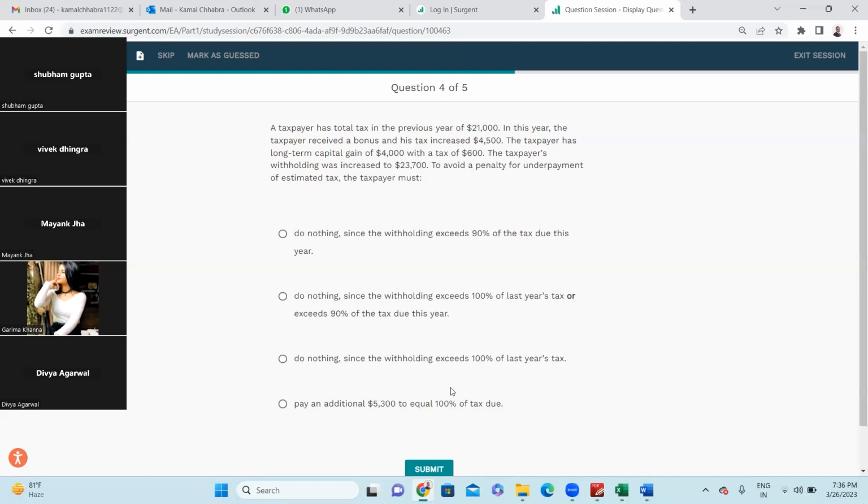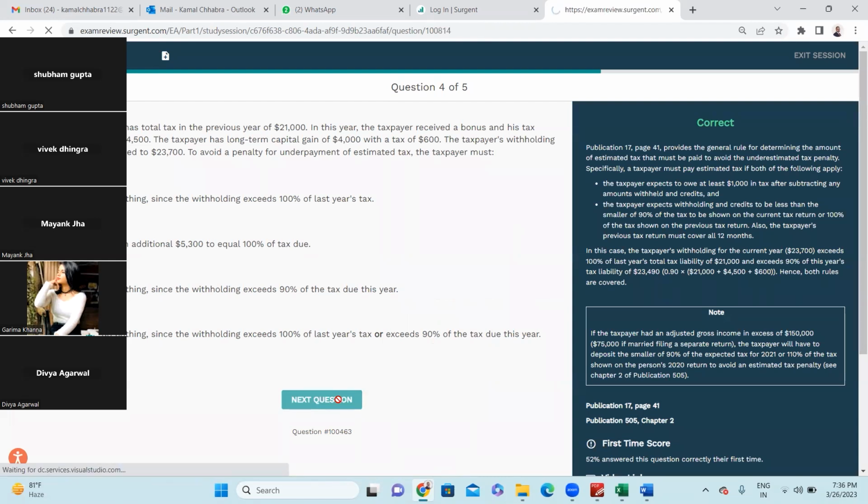What is the total tax amount? 21,000 plus 4,500 is 25,500. 90% of that is 22,950, and he has paid 23,700, which is more than the previous year's actual tax, right? So he has to do nothing since the withholding tax exceeds 100% of the last year's tax or exceeds 90% of the tax due. Make sense? Yes, sir.